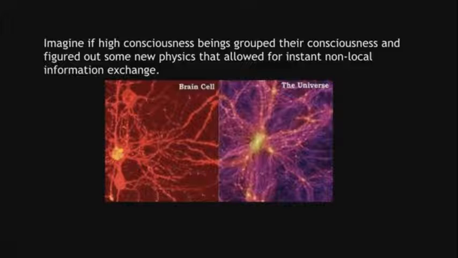But what if some new physics that allowed for instant non-local information exchange came on the scene, like a new theory of everything, that allowed us to do real-time, instant-time neural networking? By the way, this is the universe. This is a scientific depiction of the tentacles of energy that connect in filaments between galaxies. This is such large scale. Each one of these nodes are galaxies, and this is a brain cell. So the universe has the topology of a neural network.